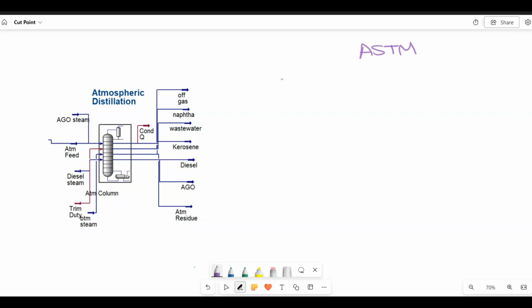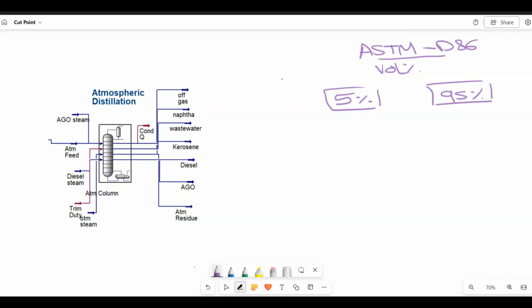For ASTM, we have a volume percent, 5 volume percent and 95 volume percent. So the total, we are talking about 100 volume percent. Now, if we have a test like D86 and we have 5% and 95%, you have now two products, naphtha and kerosene. So let's separate these two streams. So now you have naphtha and also you have kerosene. Okay, and for each one you have 5% and 95%. Here you have 5% and 95%.